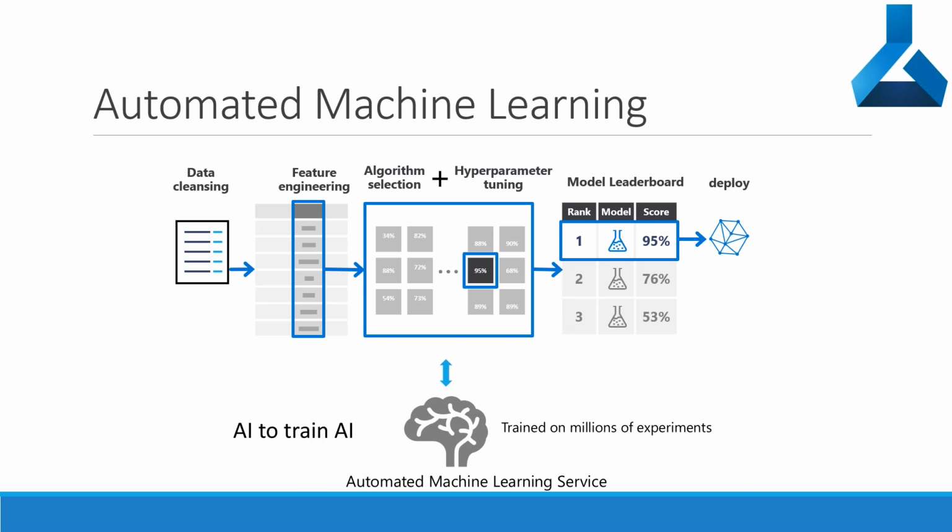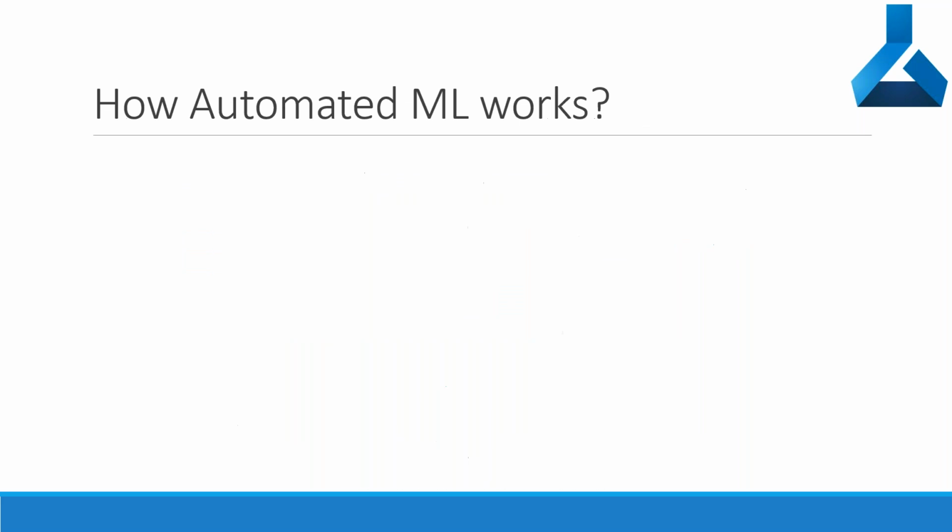Great. So automated machine learning is Microsoft using AI in order to train the models, which is another way of looking at how AI can complement itself in helping us build these models in an easier way.